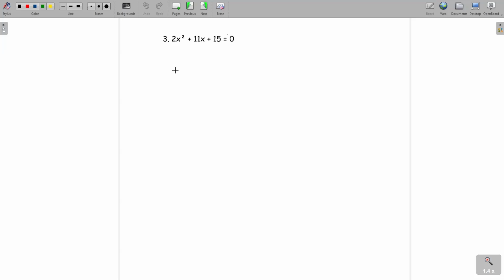So this one's a little bit trickier because now we don't have a perfect setup to just do the problem, right? We have this 2 that's here in front of the x squared. But what we're going to do is take this 2 and multiply it here. Okay? And so now we're looking for, obviously, 15 times 2 is 30. What numbers give us 30 and 11?